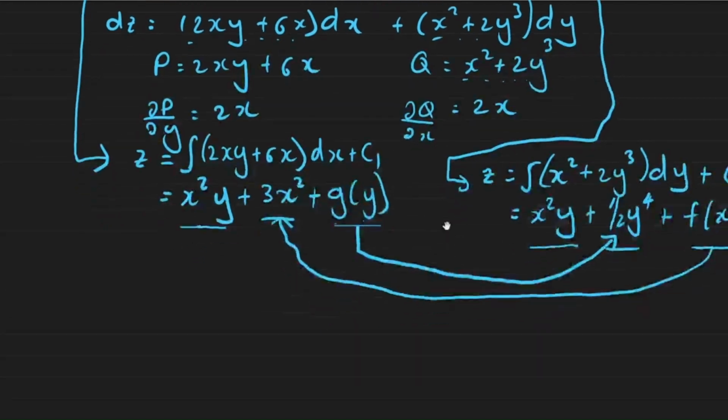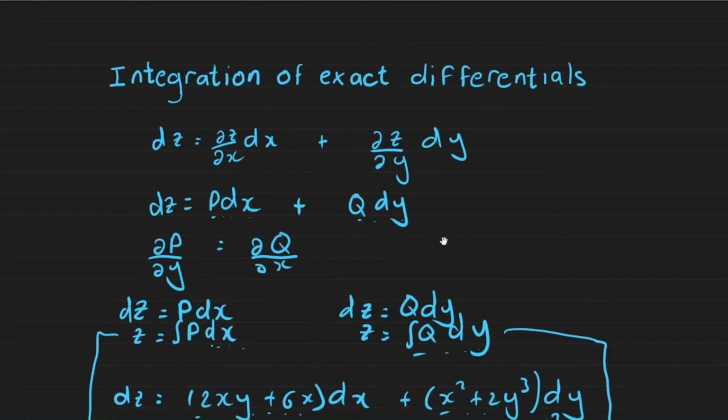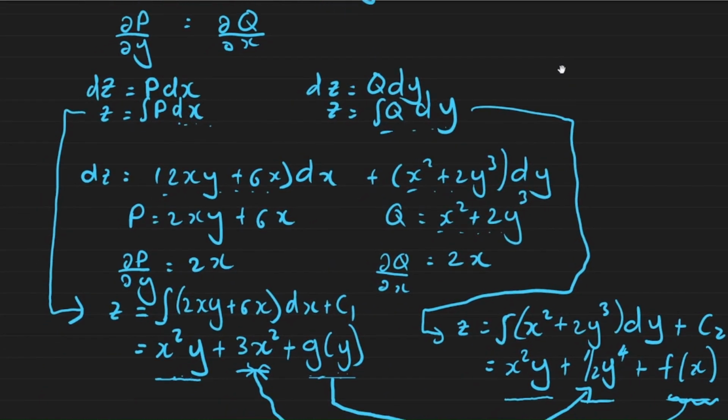What this means is that z, when we combine it, is equal to x squared plus y squared, that doesn't change, x squared y, plus 3x squared. 3x squared corresponds to this function of x, plus the function of y, which we saw to be a half y to the power 4. So there we go. If we differentiate this and find this differential z, we should end up with our original problem, which was 2xy plus 6x, etc. So you could actually do that and just double check it.